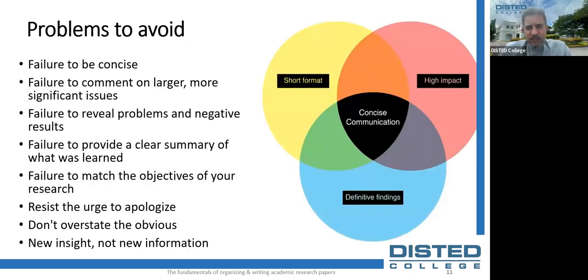Problems to avoid. What are some of the important problems you want to avoid? First, failure to be concise. As I've said, the conclusion section should be precise and concise, straight to the point. Conclusions that are too long often have unnecessary details. The conclusion section is not the place for details about your methodology or your results. Those areas have their parts in the other sections that we have discussed over the many weeks. Although you should give a summary of what was learned from your research, this summary should be relatively brief.